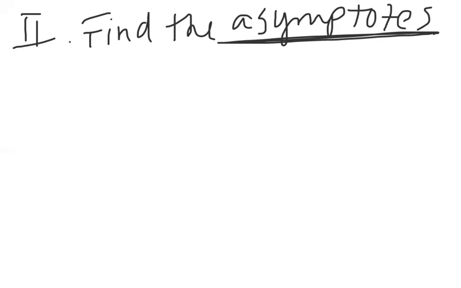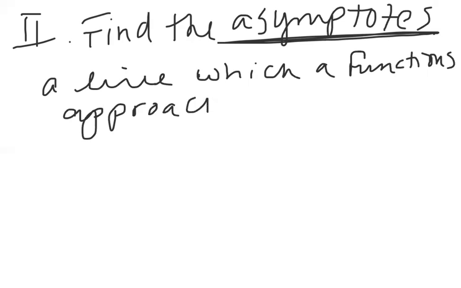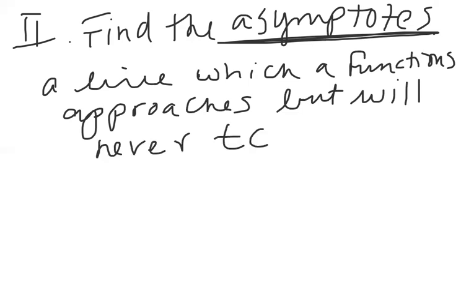What is an asymptote? An asymptote is an imaginary line, okay? A line, or a value, which a function approaches but will never get to. It's like a wall in the graph, guys. Approaches but will never get to. Why? Because it's undefined at that value, okay?